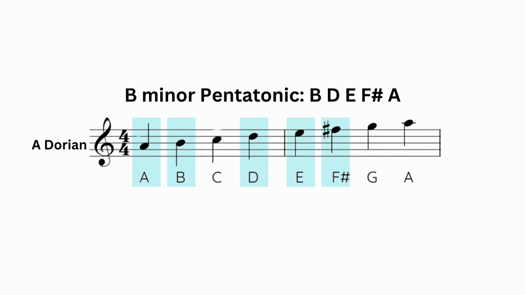Now it doesn't stop there. You can find another minor pentatonic scale within our original A Dorian scale. We can also find the B minor pentatonic scale inside.